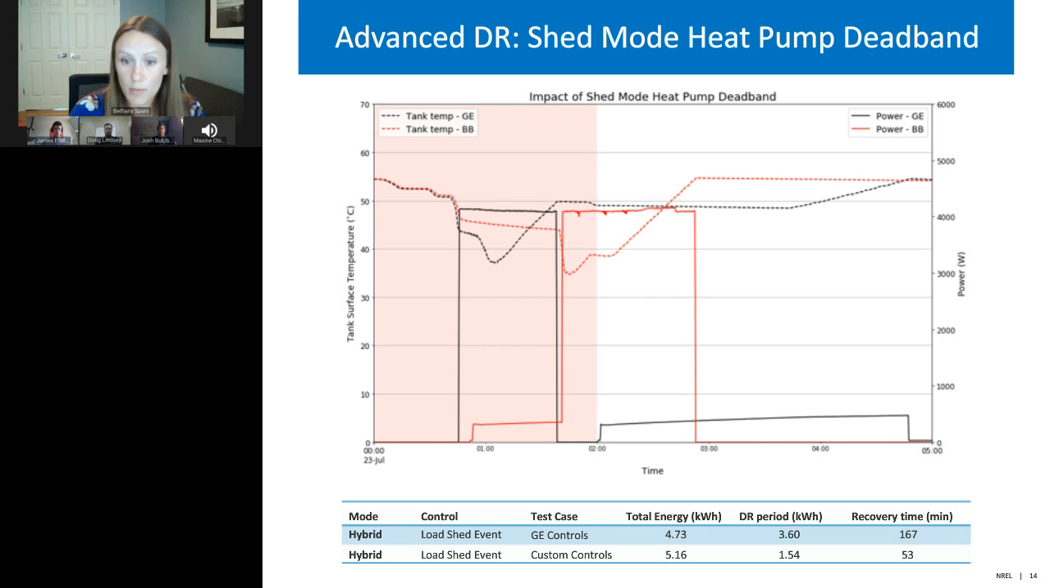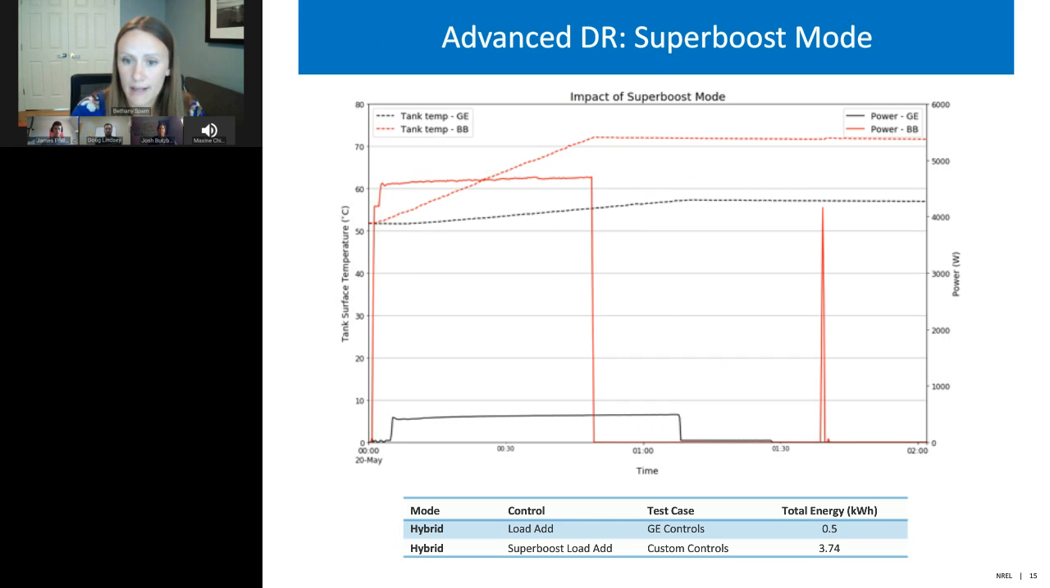All right, here's our Super Boost. This is comparing a load up event with just the set point change versus the load up event with all the controls for Super Boost, which was the compressor plus element plus 160 degree set point. You can see that power use is much higher and the temperature is obviously a lot higher. So it is successful in increasing energy use, as is shown in the table. Not too surprising there.